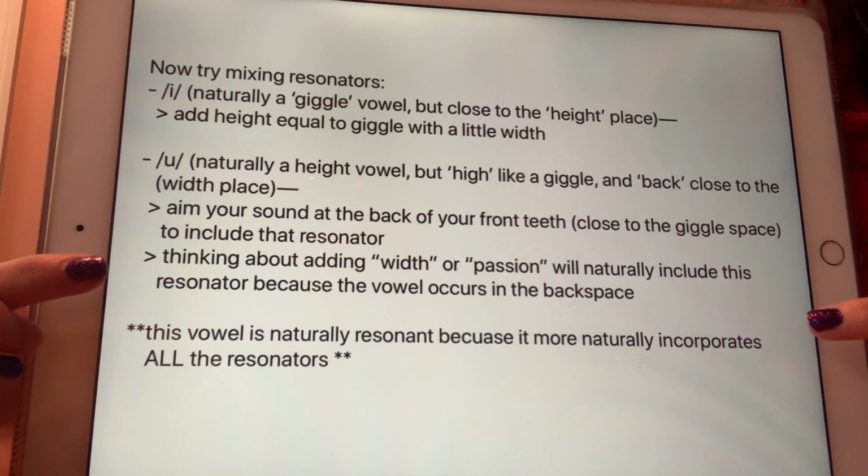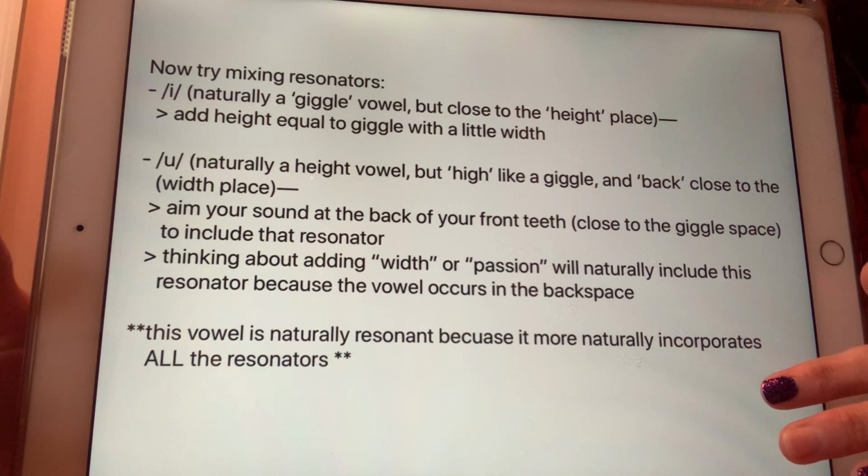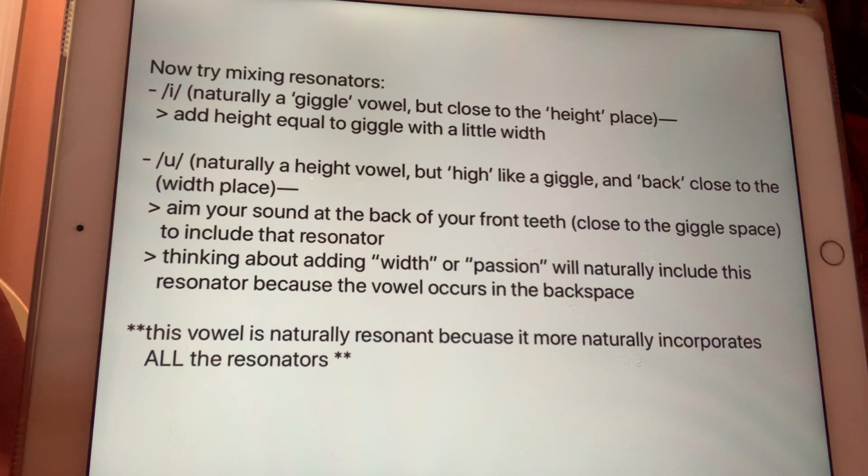Something to note about the oo vowel is that it's naturally more resonant because it more naturally incorporates all of the resonators, right? So it's high like a giggle, and it's back like a passion, and it naturally is in the height place. So it incorporates all of the resonators more naturally than some of the other vowels do.